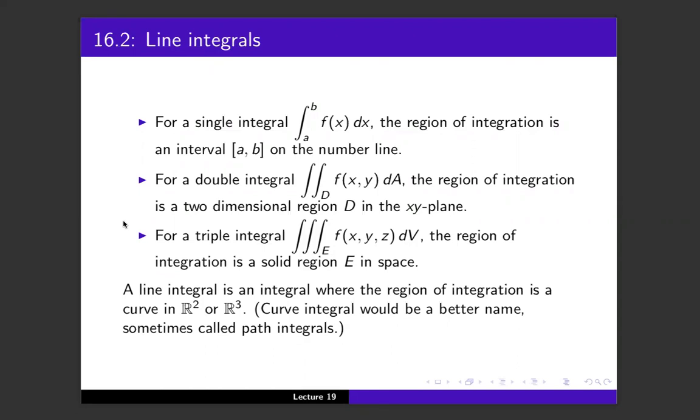What's a line integral? A line integral is a different kind of integral altogether. It's an integral whose domain is a curve in R2 or in R3. And you may ask yourself, why do we call these line integrals if it's over a curve and not a line? That is a good question. Curve integral would be a better name for these things. Some authors, engineers and mathematicians refer to these as path integrals instead of line integrals, because there's absolutely nothing to say that you have to be taking this over a line in the traditional sense of the word. They're just called line integrals for silly historical reasons.